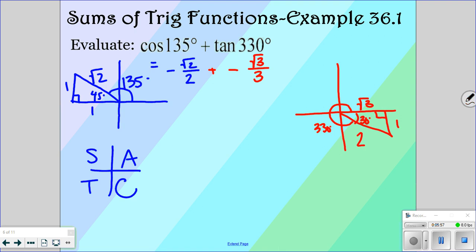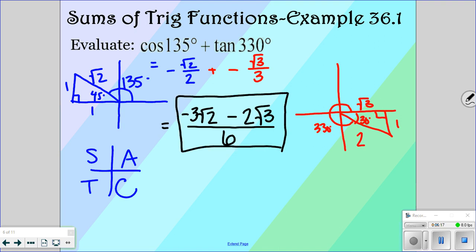Now the last thing we need to do is just combine these into one fraction. So the common denominator will be 6. And then you're going to have negative 3 square roots of 2, and then minus 2 square roots of 3. And so that would be your answer.